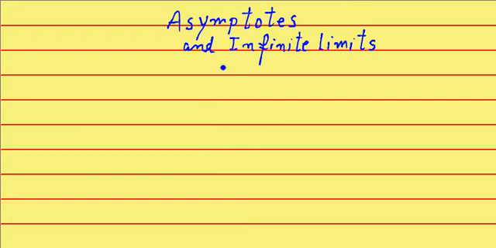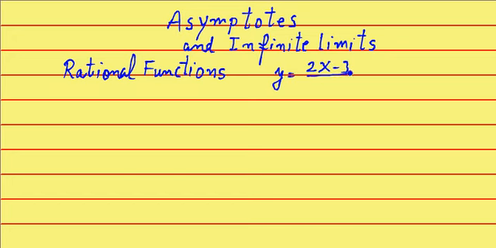Typically in Calculus 1 you come across three types of functions that have asymptotes and therefore have infinite limits. They fall in these three categories. There are the rational functions. A rational function would be something like 2x minus 3 over x minus 5. That's an example of a rational function, a ratio of two polynomials.